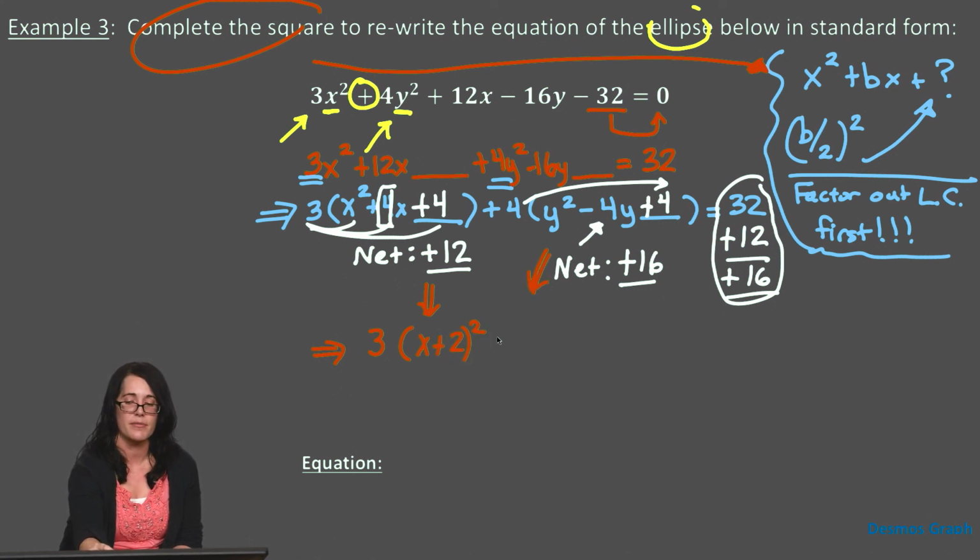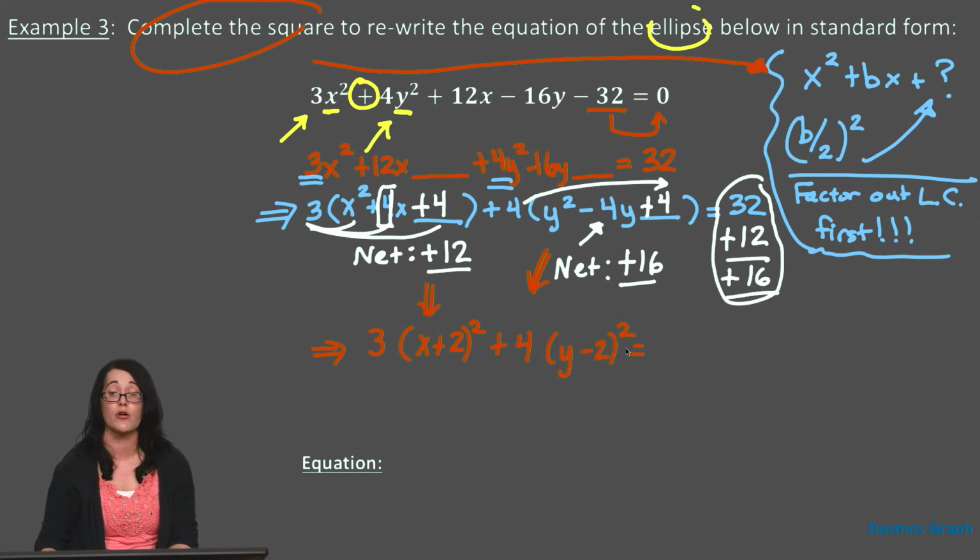Similarly, we add the positive 4, and then we say, what is the factorization of y squared minus 4y plus 4? That's right, y minus 2 squared. And on the right side, what was the result of adding 32 plus 12 plus 16 all together? Yep, you should be getting 60. Okay, you are one step away from being in standard form.